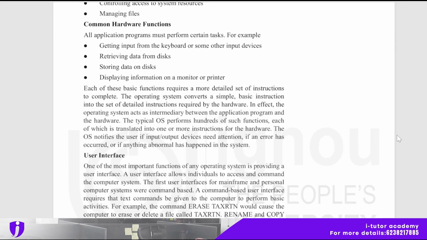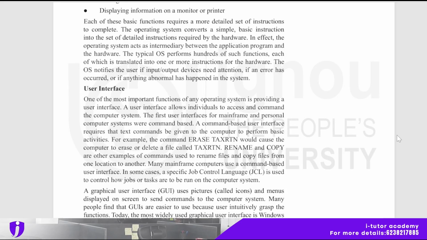Common hardware functions: all application programs must perform certain tasks. For example, getting input from the keyboard or some other input device, retrieving data from disk, storing data on disk, and displaying information on a monitor or printer. Each of these basic functions requires a more detailed set of instructions to complete. The operating system converts a simple basic instruction into the set of detailed instructions required by the hardware. In effect, the operating system acts as an intermediary between the application program and the hardware.